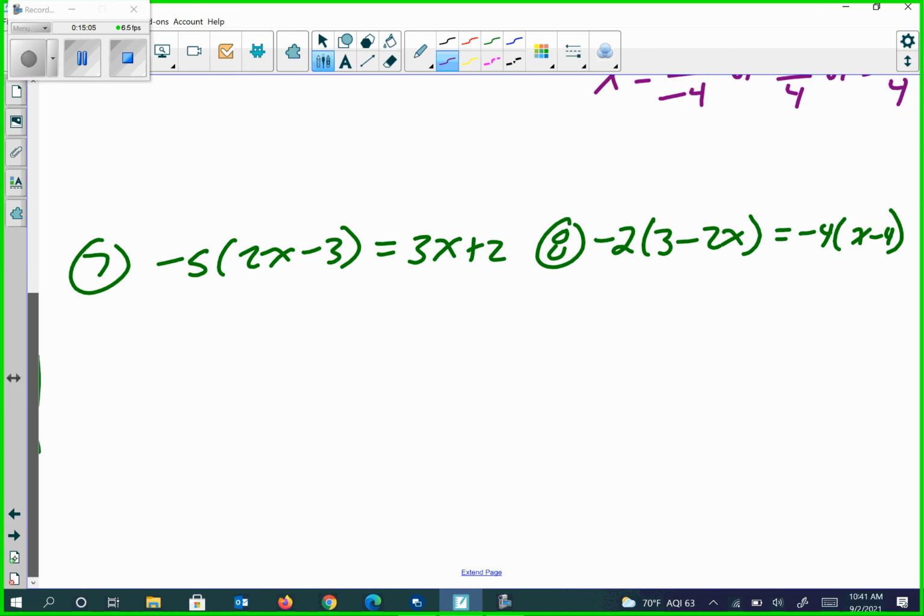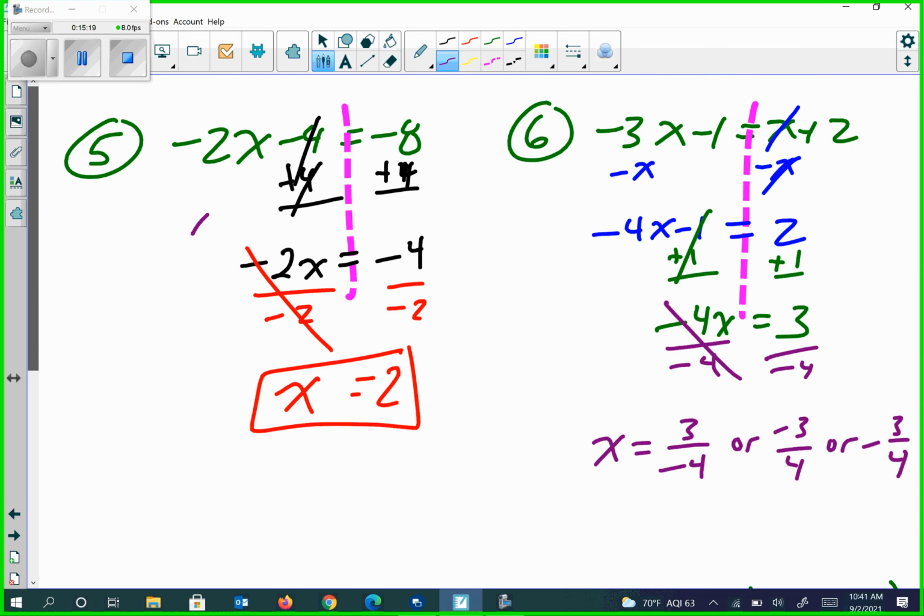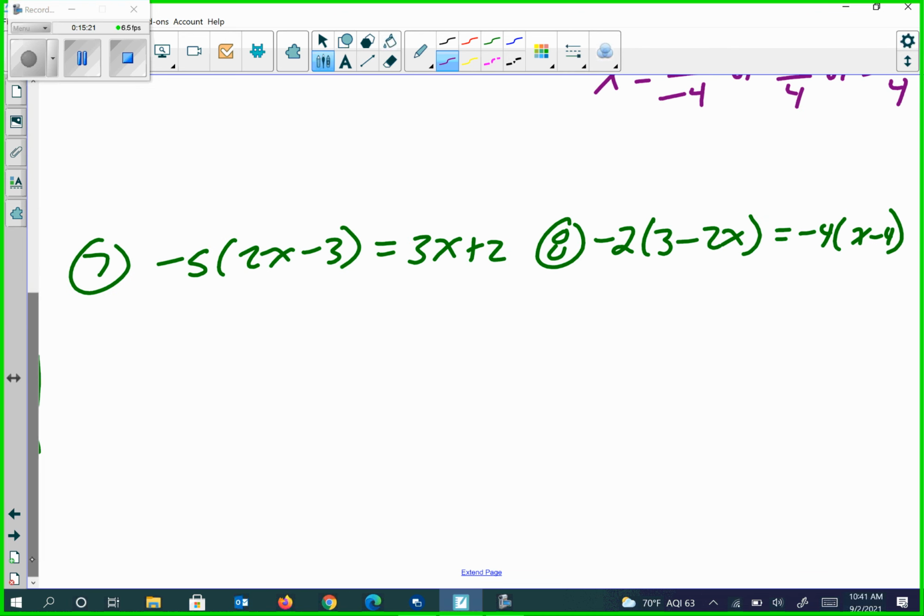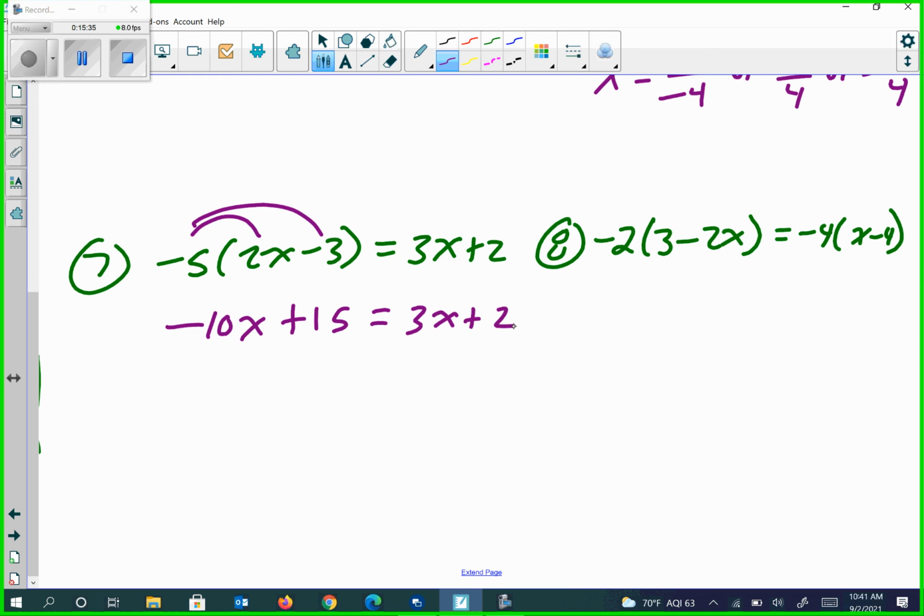Moving down. Am I ready to start moving things back and forth on this problem? Yeah. No. No, what do I have to do first? Before that, distribute, yeah. So I'm going to distribute here and here. So negative 5 times 2x is negative 10x. Negative 5 times negative 3 is positive 15. And I get 3x plus 2. There's no like terms on the left side or the right side to start combining on either of those sides.